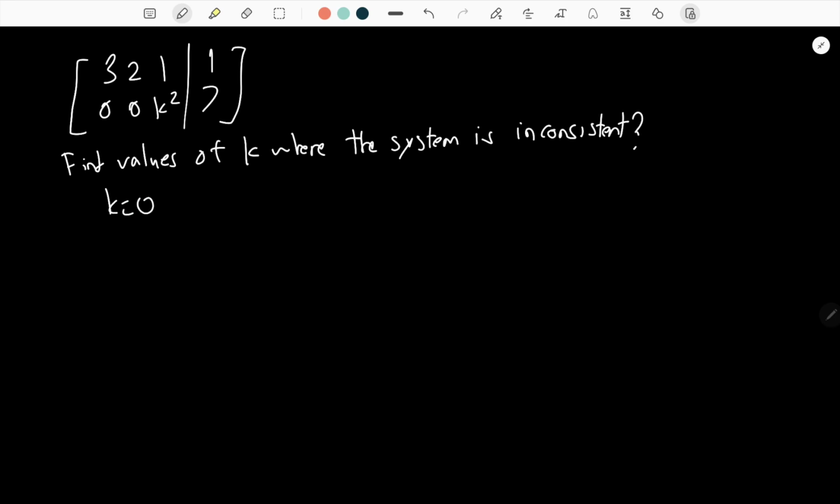The question could also be asking to find the values of k when the system is consistent. So let's just remove this. The answer for this would be when k is not equal to 0. So that's all for this example.